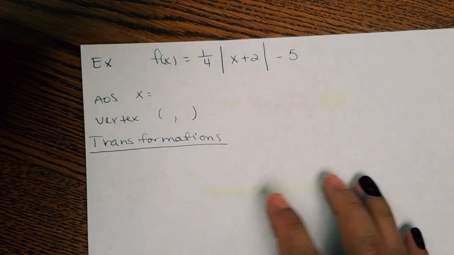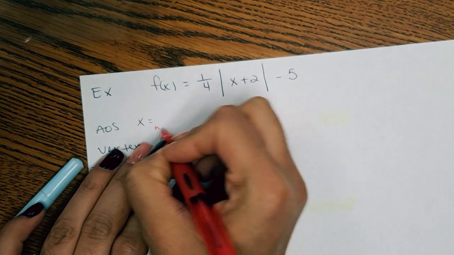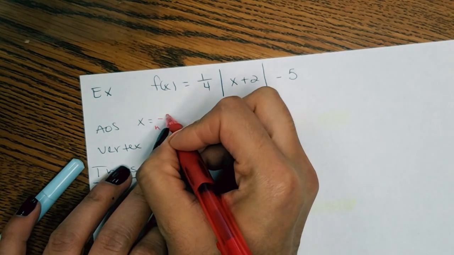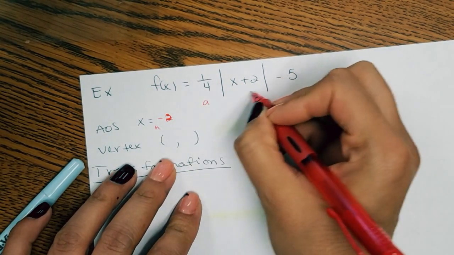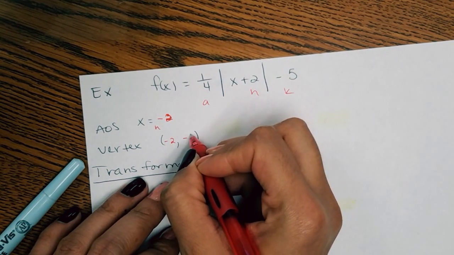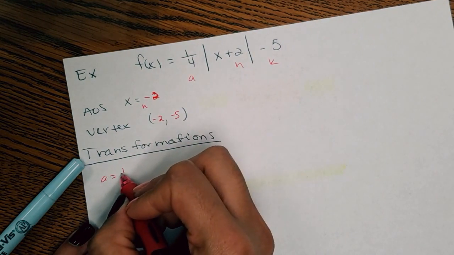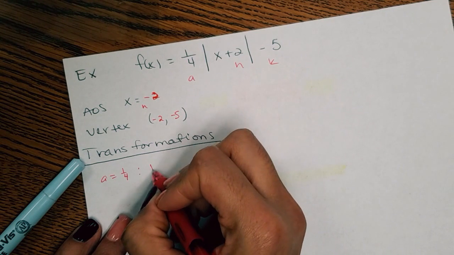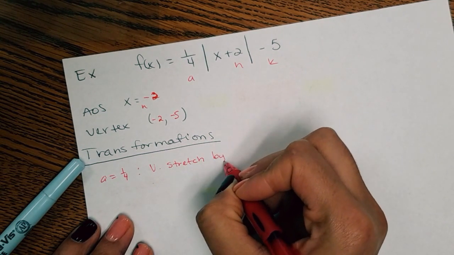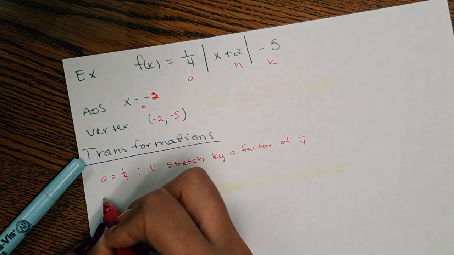So if we look at this equation here, or this function, we know that our axis of symmetry happens at h. That's positive, so it becomes a -2. Okay, a, h, k. So a vertex would be at -2, -5. Transformations, there's no reflection. A equals 1/4 means that you're going to have a vertical stretch by a factor of 1/4.